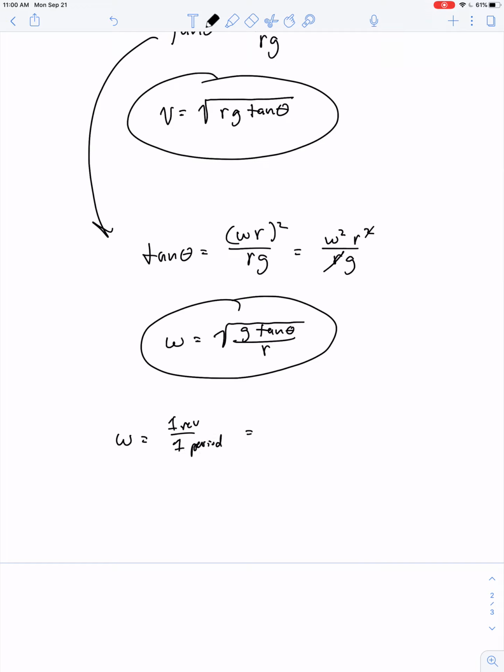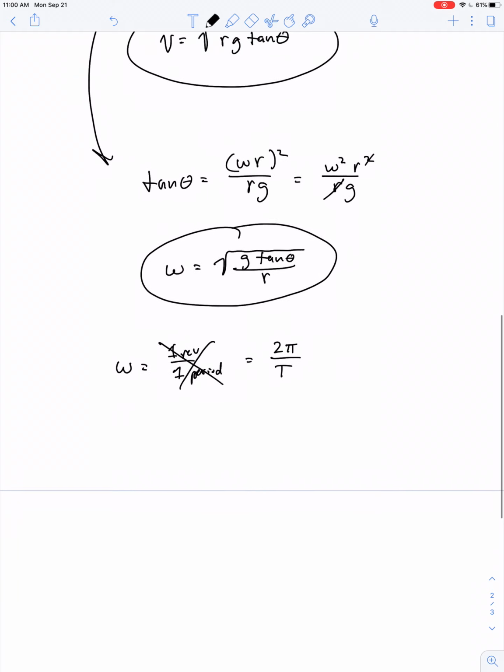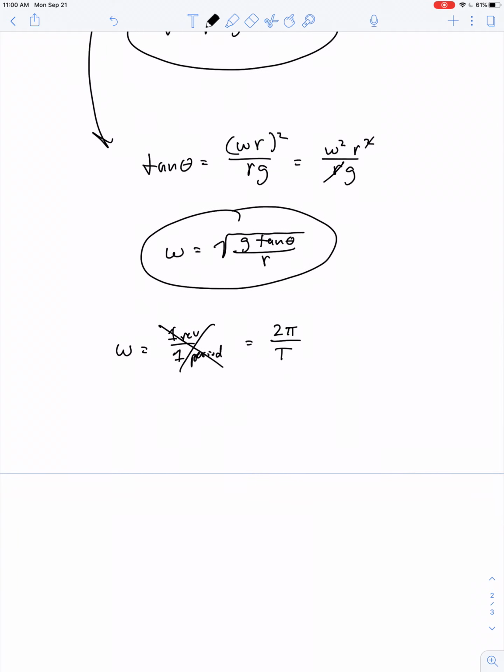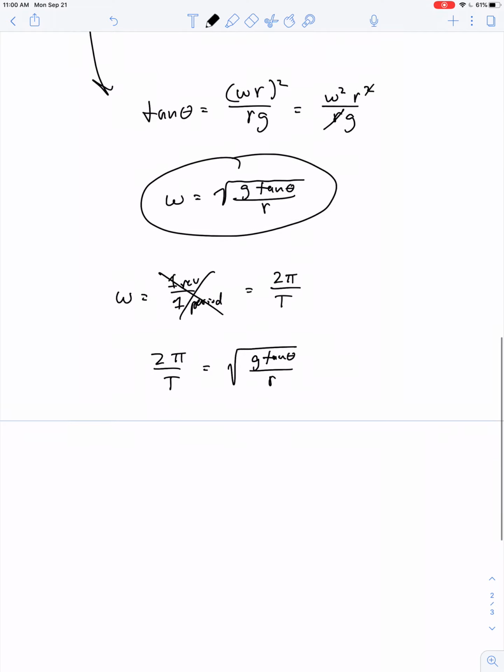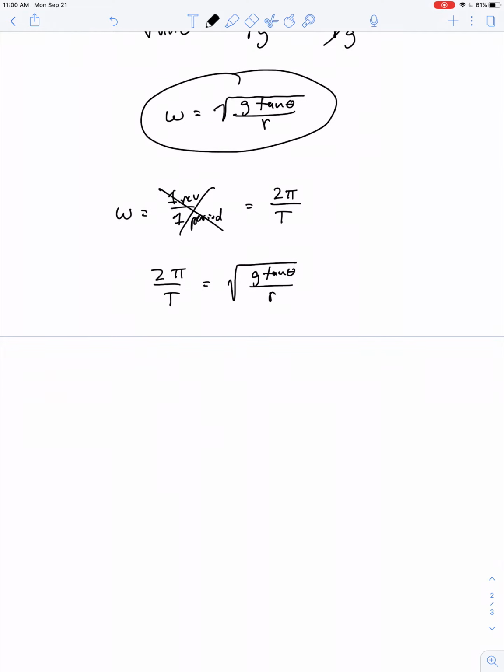Or in other words, it's 2 pi radians in some number of seconds we identify as capital T, the symbol for period. So we can substitute in this regard and say 2 pi divided by T is the square root of g tangent theta over r. We could invert both sides of the equation and square it. So T squared divided by 4.